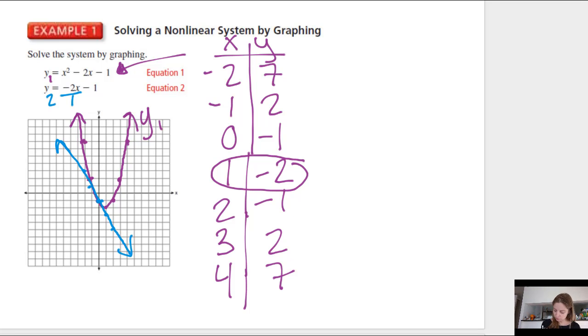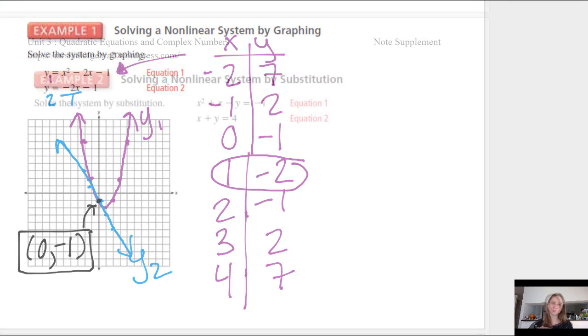I'll sketch the second equation. I'll call this y2. I'll label my graph y2. And then the solution to this system is the point or points of intersection. These graphs have one point of intersection. It's right there. It is (0, -1). So the one solution is (0, -1).